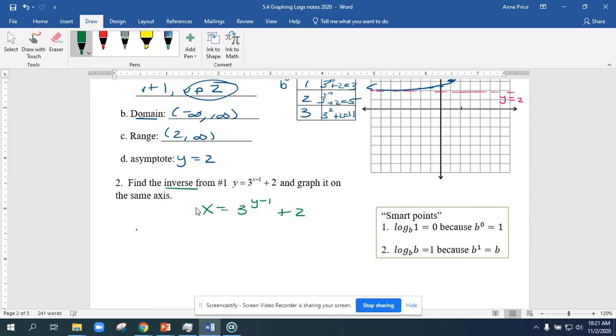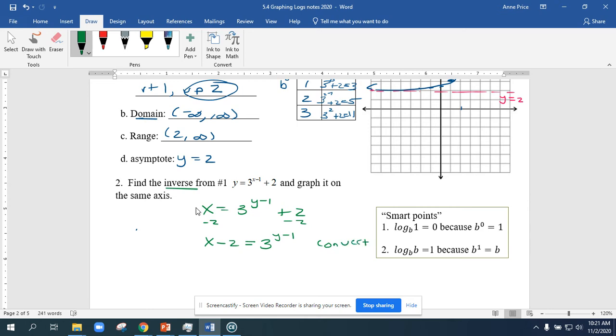And then we need to solve backwards for y. So be very careful about that. That plus 2 is all the way out on the right side. So I'm going to move that to the left, or subtract it from both sides, keeping it equal. And then I have 3 to the y minus 1 left over. Okay, I cannot add the 1 over. It's up in the exponential position. So I need to convert to logarithmic form.